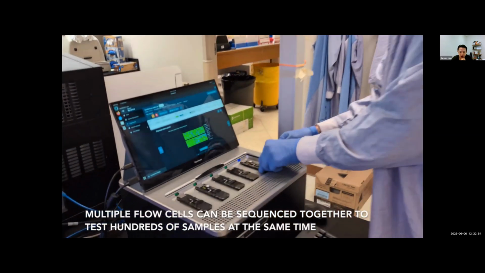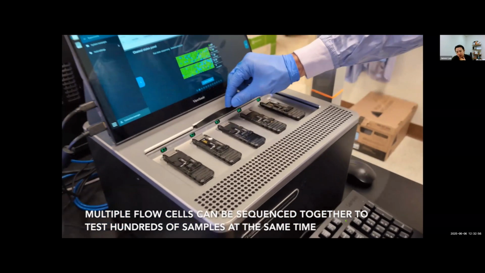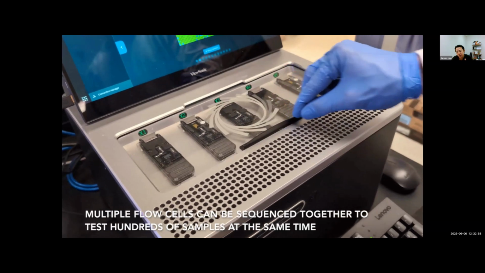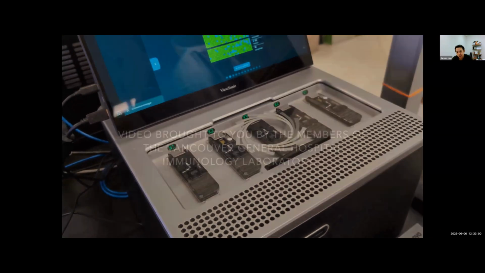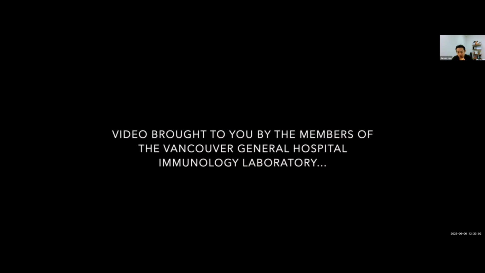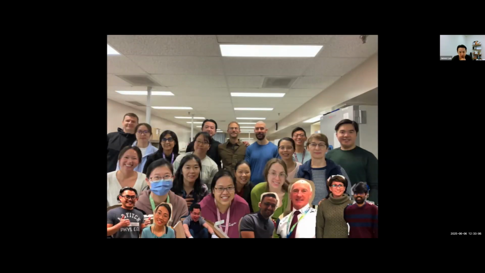And now we have the GridION. We're getting a second one in the lab, which allows us to really move away from next gen into completely nanopore-based typing for clinical testing. And this is the lab that did the work.